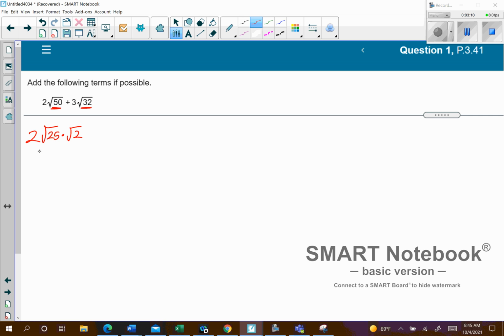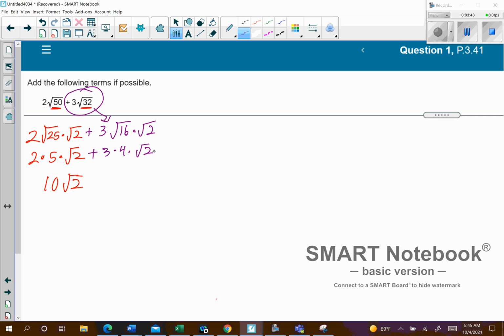The square root of 25 becomes a 5, and then you still have that square root of 2 right there. And 2 times 5 is 10, so 10 square root of 2. Now that helps me out a little bit, because if this is going to work, the second one has to get split in a way where there's a square root of 2. So I am going to do that. I'm going to break it up into the square root of 16 times the square root of 2. 16 times 2 is 32. And the square root of 16 is 4.